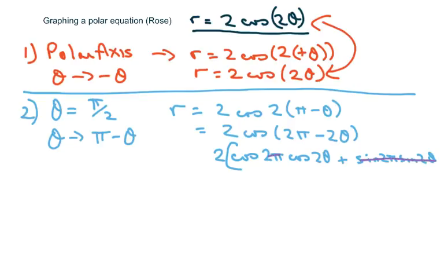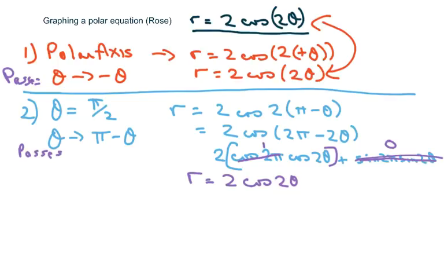Cosine of 2 pi is 1. So we get r equals 2 times cosine of 2 theta, because this is just 0, and that knocks all that out. Alright, so basically it is satisfied. This passes, and this passes as well.